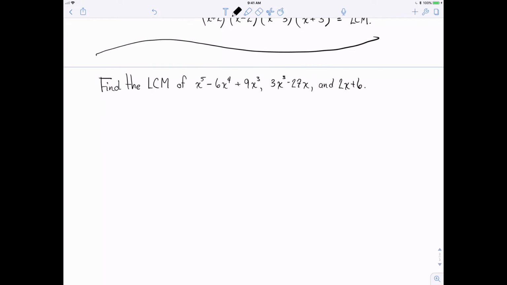In this video, we're going to continue finding the lowest common multiple. So we're going to find the lowest common multiple of x to the fifth minus 6x to the fourth plus 9x cubed, 3x cubed minus 27x, and 2x plus 6. Here we go. The first thing we need to do is factor each polynomial.